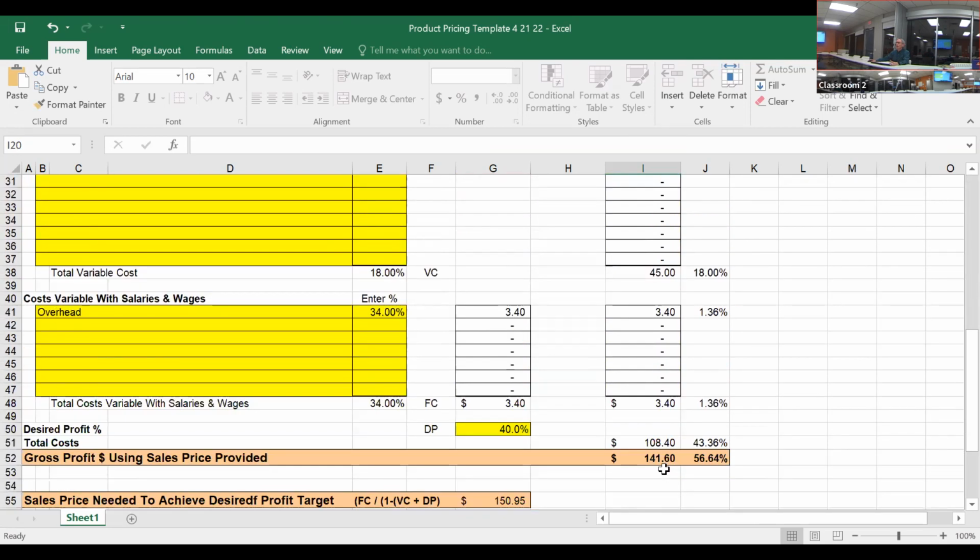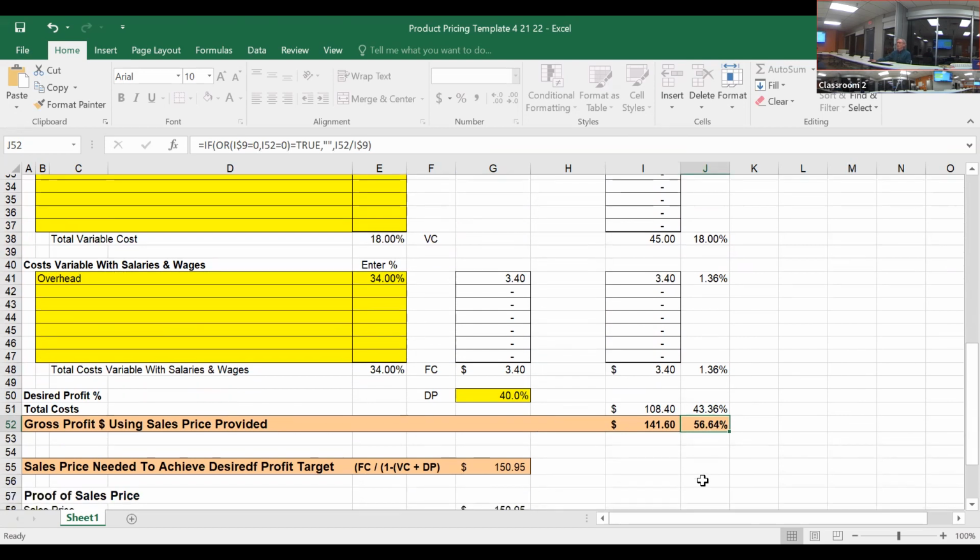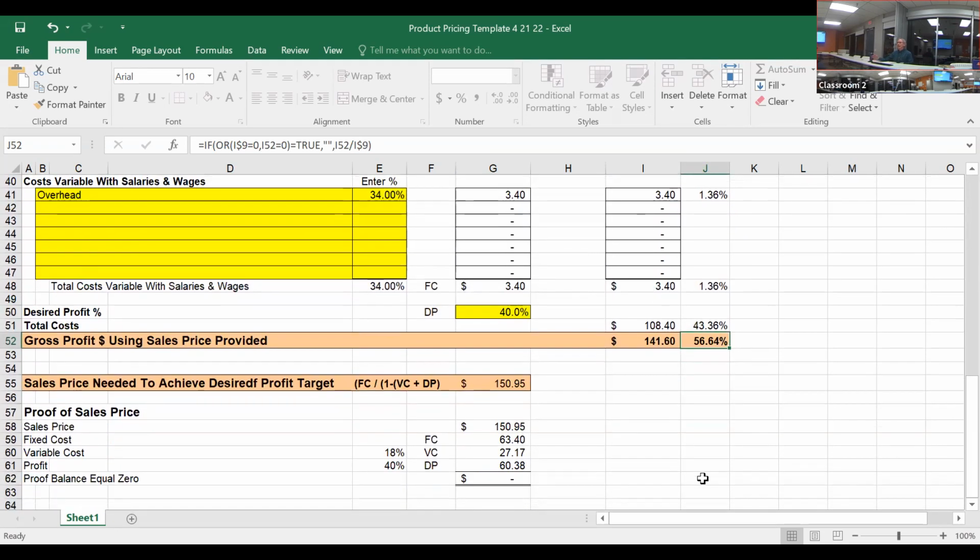So in this particular case, what it's saying is with a total cost of $108, that's going to generate a 43.36% gross margin. Sorry, I misstated that. Your gross profit is going to be $141.60, and that's going to generate a gross margin of 56.64%. Okay, so that's kind of how this works.